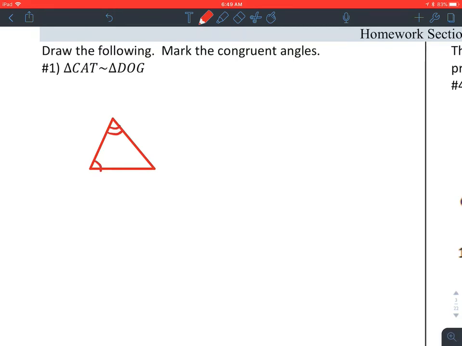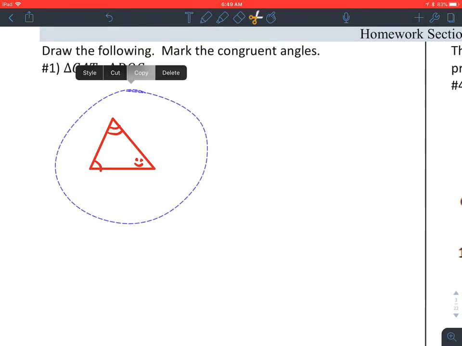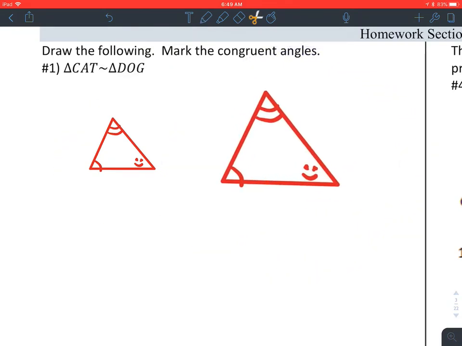1 arc, 2 arc, smiley face. So if you look at this, C and D are in the same spots. So I need to make sure that C and D are in the same spots. A and O are in the same spots. And T and G are in the same spots.